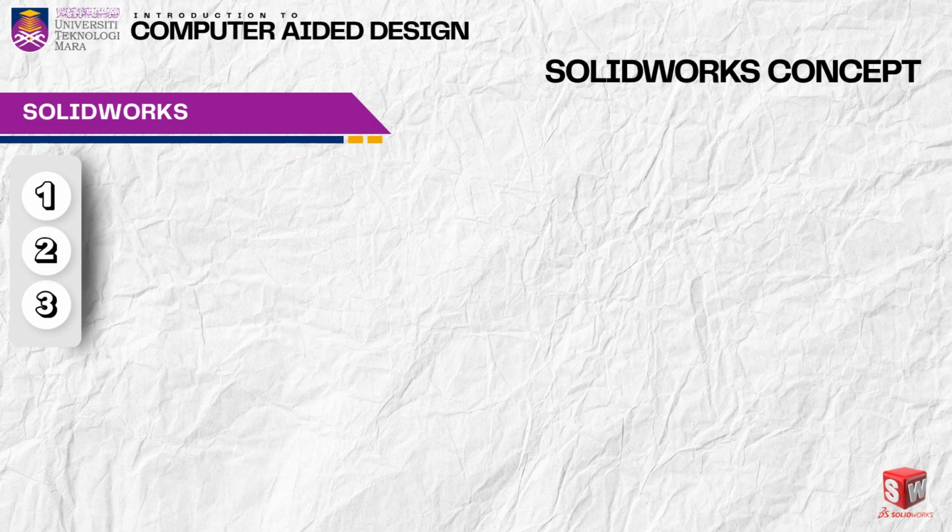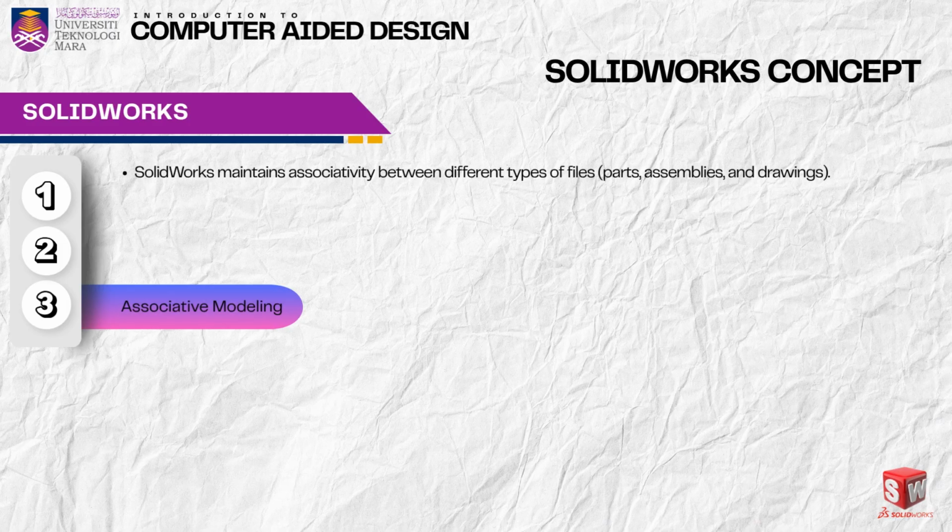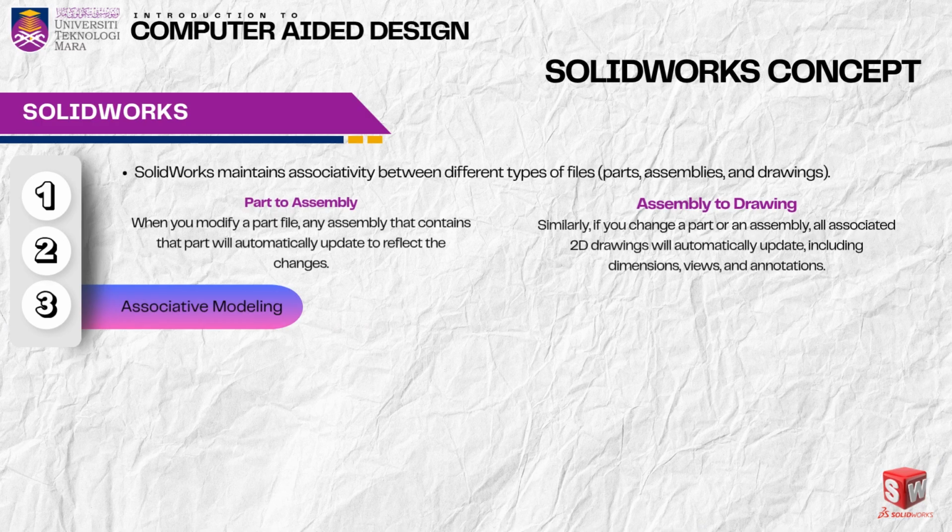The third core concept in SolidWorks is associative modeling. This concept refers to the smart connection or associativity that SolidWorks maintains between different file types, specifically your part files, assembly files, and 2D engineering drawings. This built-in associativity is a powerful feature that ensures consistency across your entire project, saving time and greatly reducing the risk of errors. Let's break this down with two common examples.